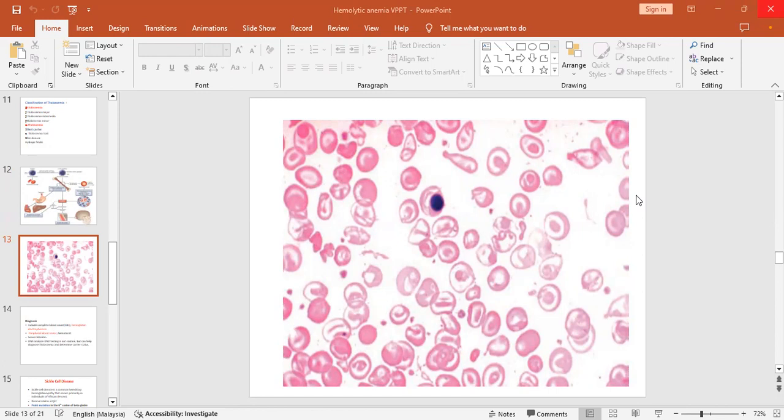So there is anisocytosis. Anisocytosis means difference in size of the RBCs. Even the shape of RBCs is different, so there is poikilocytosis. So the peripheral smear is showing anisopoikilocytosis with presence of nucleated RBCs.